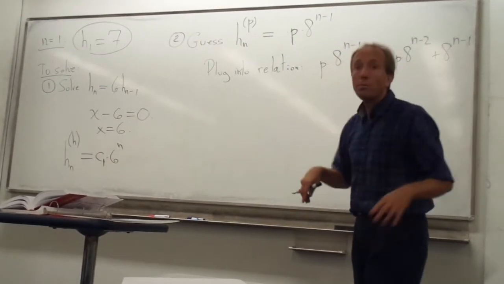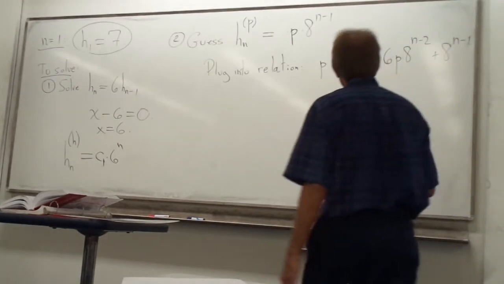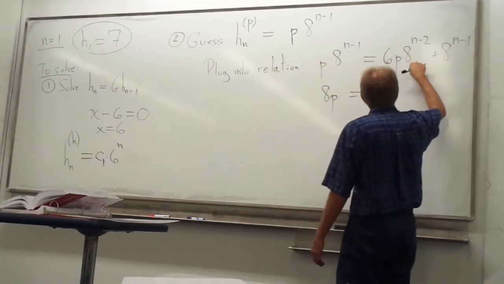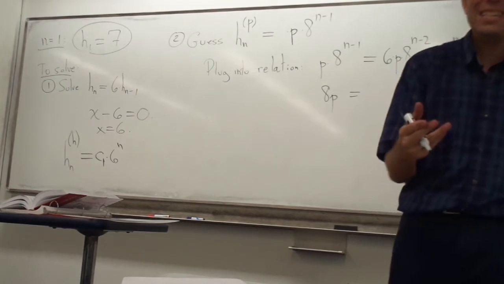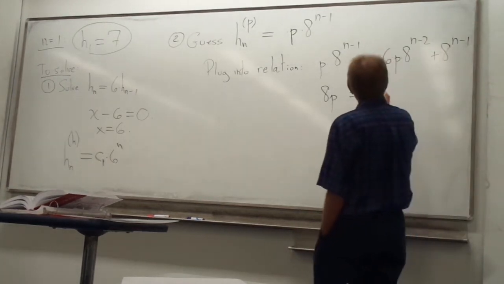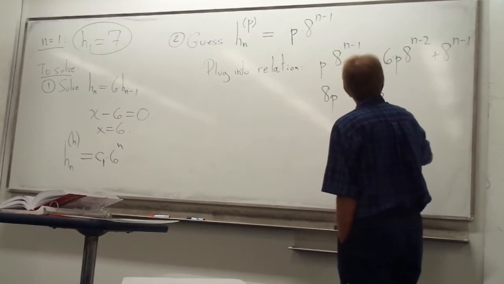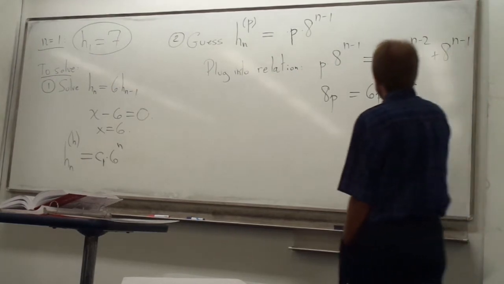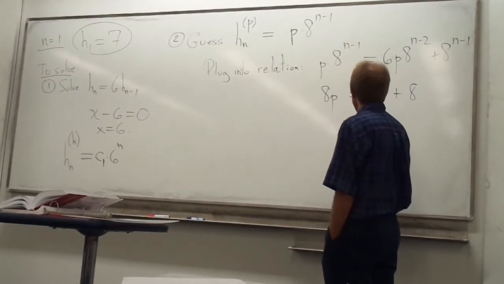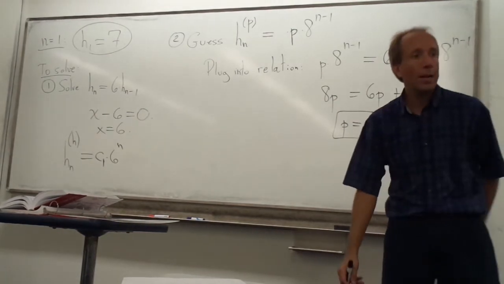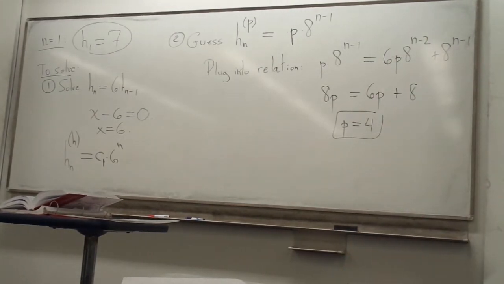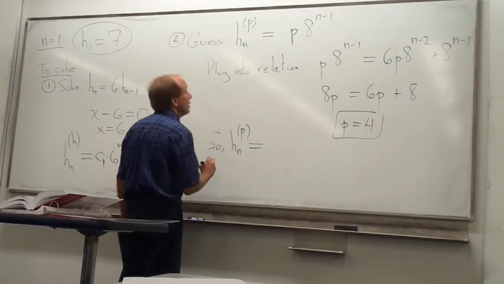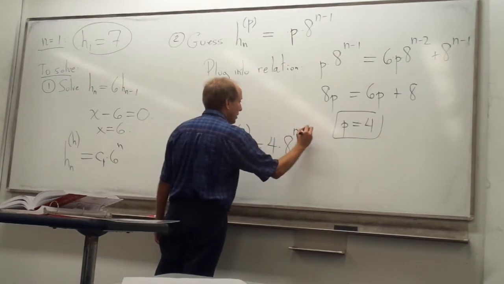So I can cancel a lot of factors of 8 from everything. Let me do that first. I'm going to cancel n minus 2 factors of 8 from this whole thing. And that's going to leave me with 8p equals 6p plus 8, I believe. Right? And subtracting it over, you're just going to get p is equal to 4. I did it right? P is equal to 4. And so that means that my particular solution is 4 times 8 to the n minus 1.